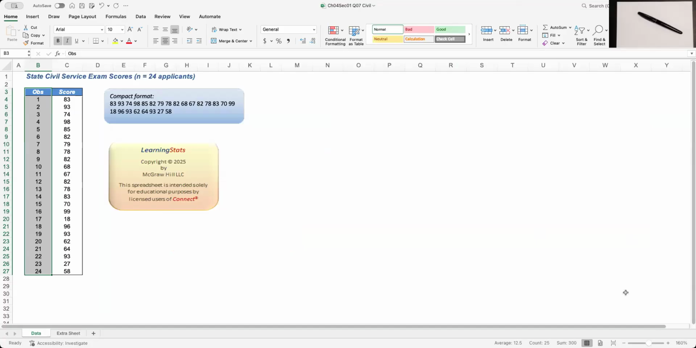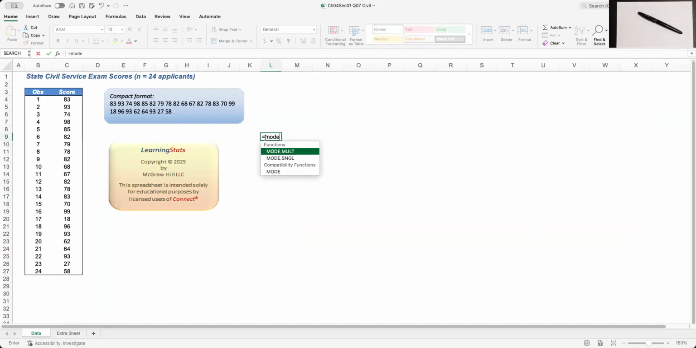the pile of data about the state civil service exam and a bunch of scores. 24 different applicants. And I'd like to know if this data has a mode, but I don't know if it's only going to have one or if it's going to have more. If I use the multiple command, anywhere in here equals mode, I start typing the word mode and the two options come up. The top option is multiple, so .mult parenthesis, then I need to tell it where the data is. So I go highlight my data.